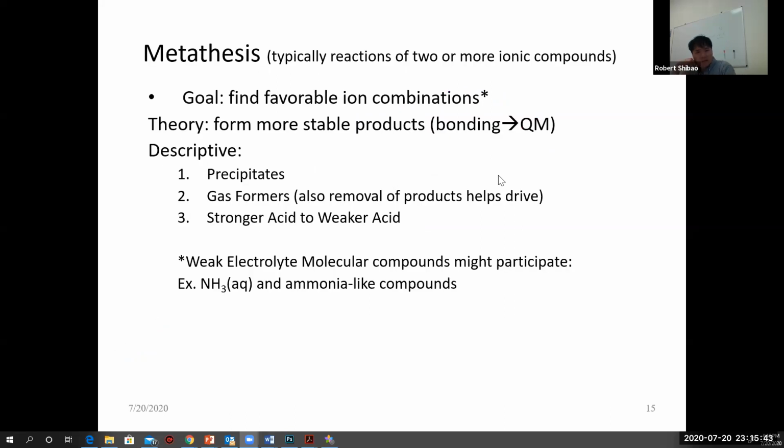All right, so let's take a look at metathesis reactions. With metathesis reactions, these are typically reactions of 2 or more ionic compounds or ions. More specifically, we can just look at ions and find favorable ion combinations. What ions like each other? In order to determine which ions like each other, we look for clues for this. The theory is we want to form more stable thermodynamic products, and it has to do with bonding.